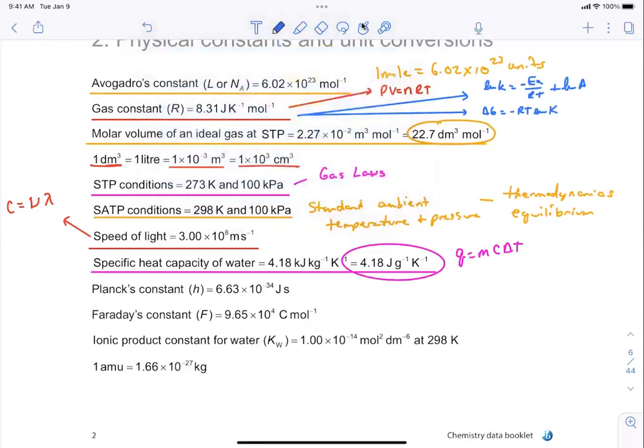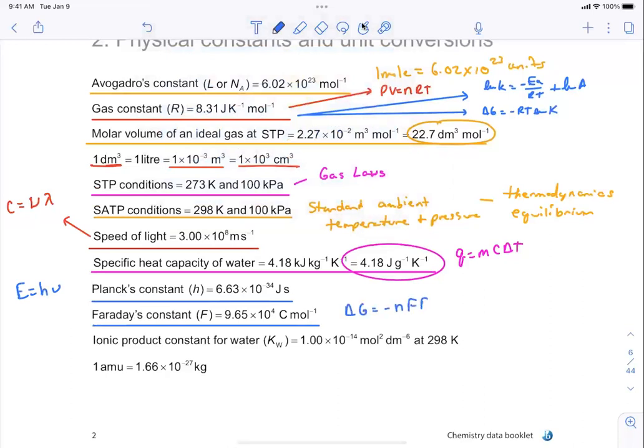Planck's constant is higher level. That's your E equals h nu equation. So the energy of a photon. 6.63 times 10 negative 34 joules times seconds. Faraday's constant is your delta G is equal to negative nFE, and also electroplating. Because you have to know that 96,500 coulombs is equal to 1 mole of electrons. So that way you can figure out how many moles of metal you can plate from that. So you need to know for both of those.